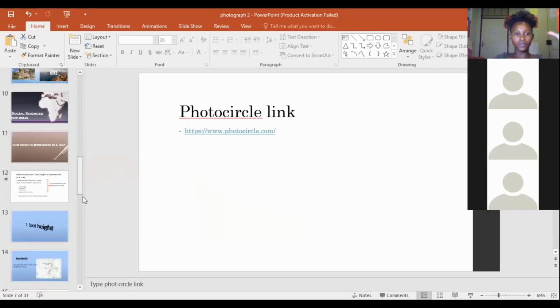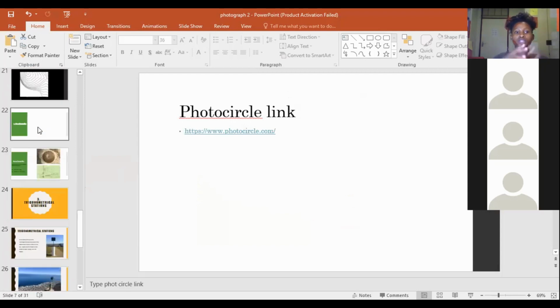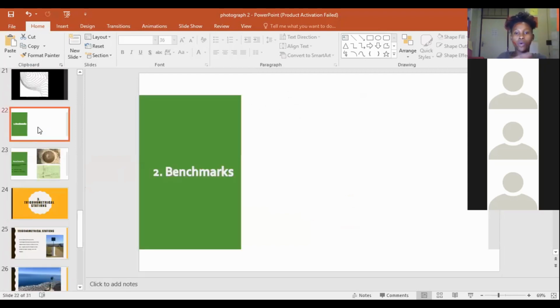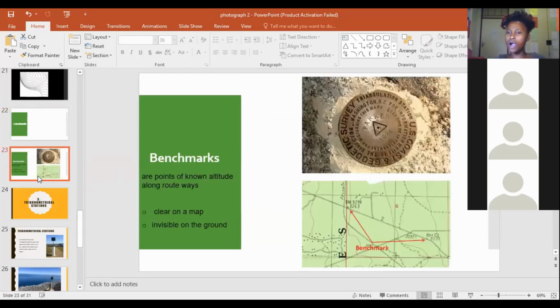Okay, which brings us to our second one. It's our benchmark. A benchmark, as Nolutando has said, she saw some metal on the ground, but she didn't know what it was. So now, Nolutando, that metal is a benchmark. Are we fine? Yes, ma'am. The benchmarks are points of known altitude along routeways. They are clear on a map.